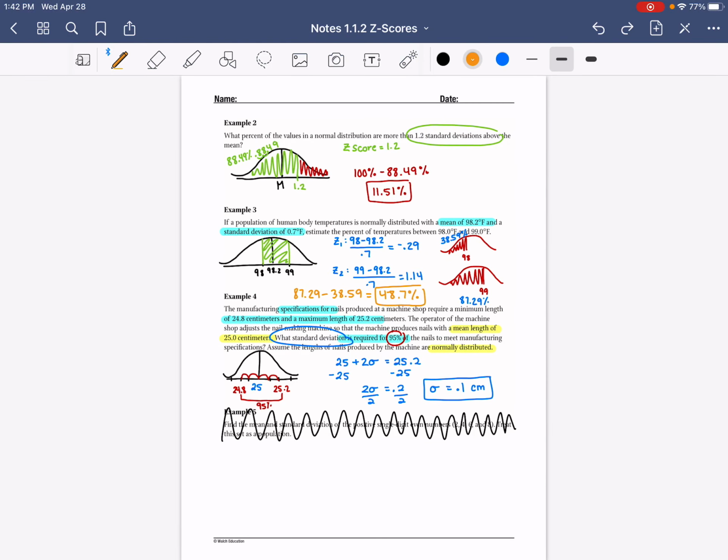Okay. We're going to skip example 5. That's just finding the mean and standard deviation. We've already done that. You're going to do some practice problems in your workbook and then some on Delta Math, and that's it.